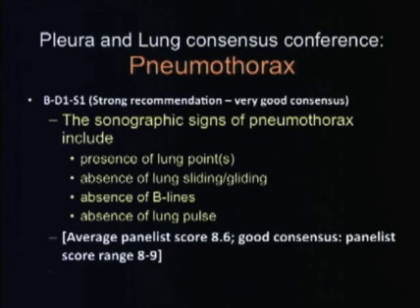So with respect to pneumothorax, I'm just taking in this instance a selection of the propositions that came up with the group. There's strong support and good consensus on the statement that sonographic signs of pneumothorax include the ones we've mentioned: presence of lung point, absence of lung sliding and gliding, absence of B lines, absence of a lung pulse, which we haven't spoken about very much, but is really the absence of the movement in the lung generated by the cardiac motion.